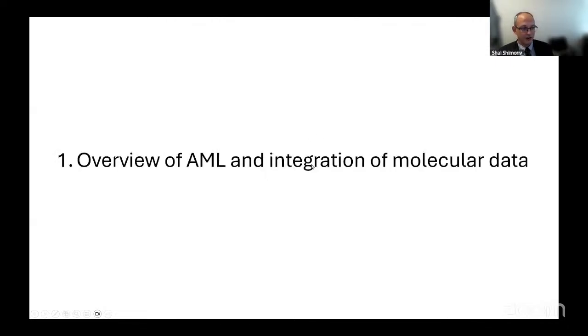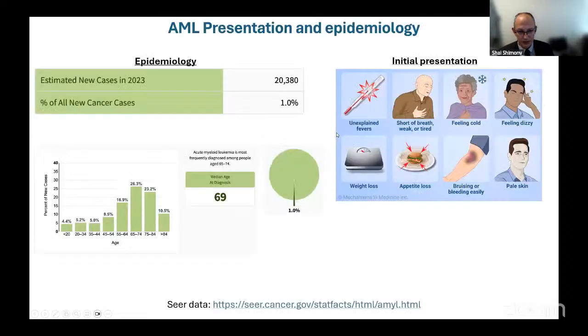An overview of AML and integration of molecular data. So, as you know, AML is a rare disease. It's about 1% of adult cancers, and we have in the United States about 20,000 cases a year. The median age of AML is 69, and the symptoms of presentation, as you know, are not very specific. It's general malaise, some fever, weight loss, not feeling well, maybe some bruising, and then a person goes to the doctor, and they send blood tests, and the labs seem abnormal.